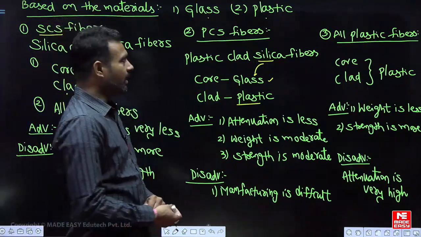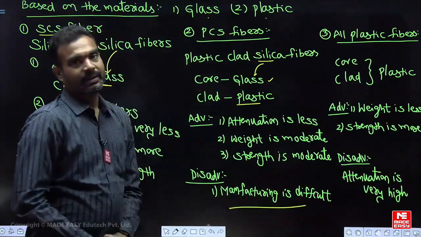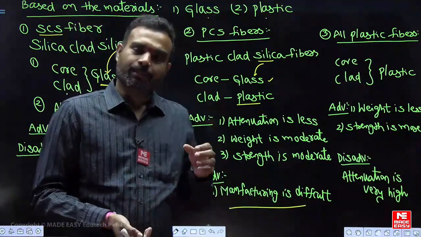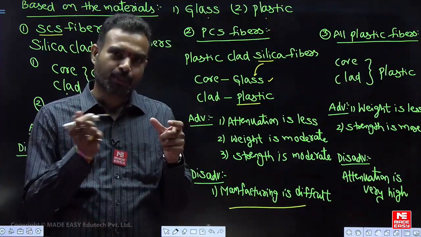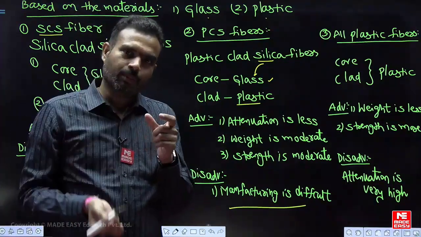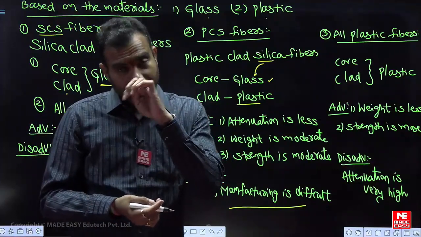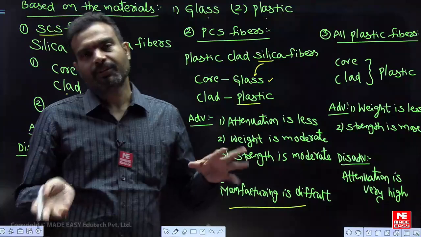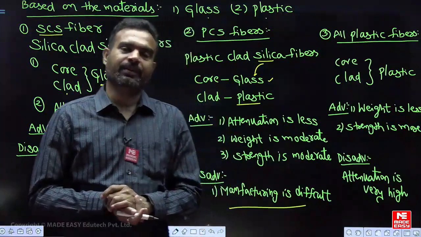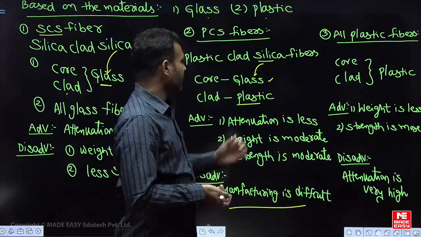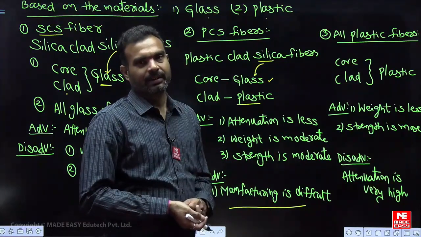But one of the disadvantages is that manufacturing is difficult. When manufacturing a fiber, to convert the core into a clad, you dope some impurities. But here the clad is of plastic material, so you are working with two different materials, which becomes a very difficult task for manufacturing. So this has a manufacturing drawback, and we can't use it practically.